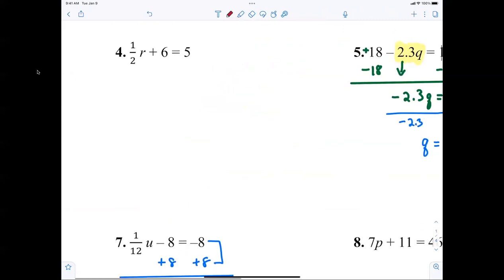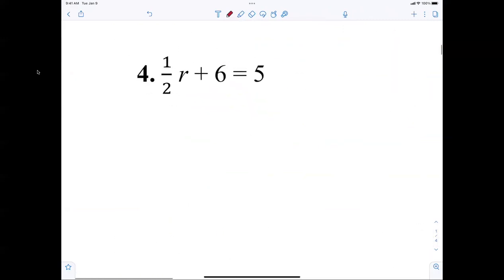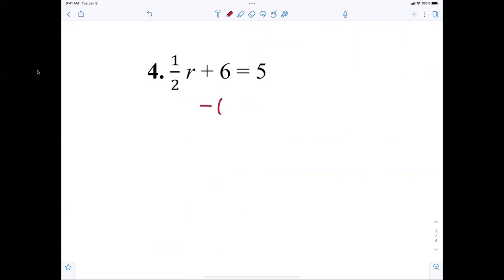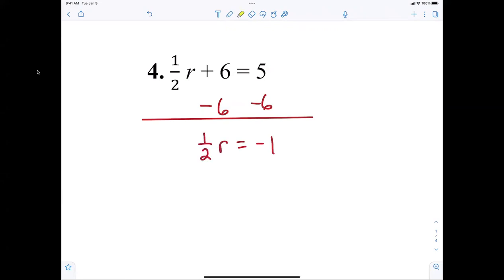So here we go. Look at number 4 for a second. Same problem. I'm trying to eliminate a what first? The +6. So how do I do that? -6. That's what we're doing. And then you just have to be able to tell me what's 5 minus 6. -1. That's not that hard. Then you bring down the half R because these guys canceled.